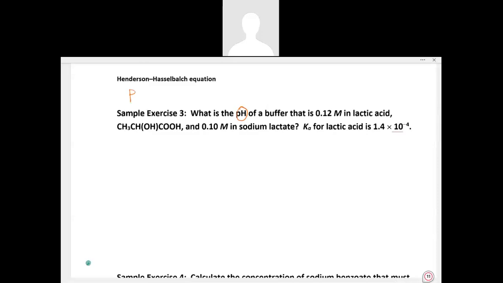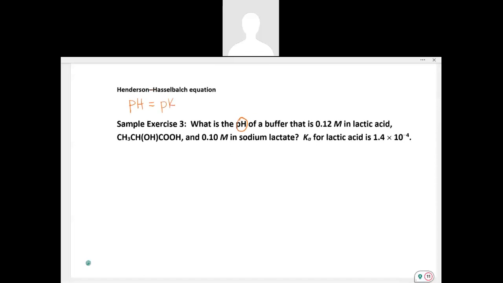If you watched the previous video, you saw the derivation of this equation, but I'm going to write the final form here. So we have pH equals pKa plus the log of our base over acid. This is again the best form to utilize this equation.